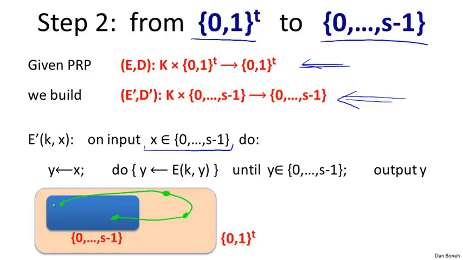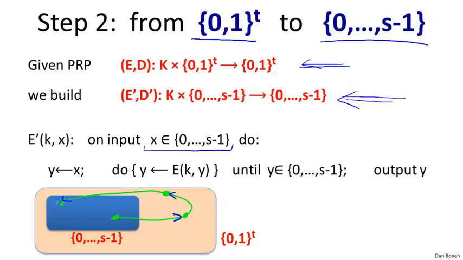It should be pretty clear that this is invertible. To invert, all I'll do is decrypt and walk in the opposite direction. So I'll decrypt, and then decrypt, and then decrypt, until finally I fall into the set 0 to s minus 1, and that gives me the inverse of the point that I wanted. So this is in fact a PRP. The question is whether it's a secure PRP, and we'll see that in just a minute.